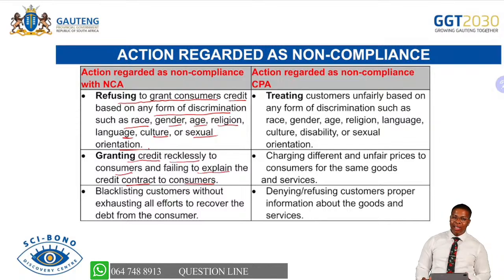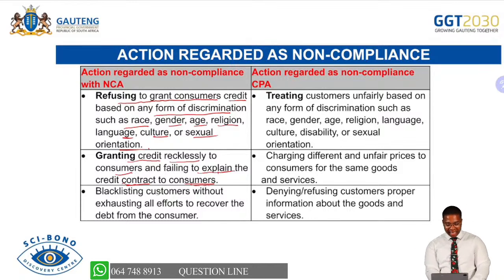One, only customers or consumers that qualify for credit should be granted credit. That's number one. And the second aspect of the sentence says, failing to explain the credit contract to consumers will lead to non-compliance, because the consumers should sign a credit agreement that they understand, nothing else.